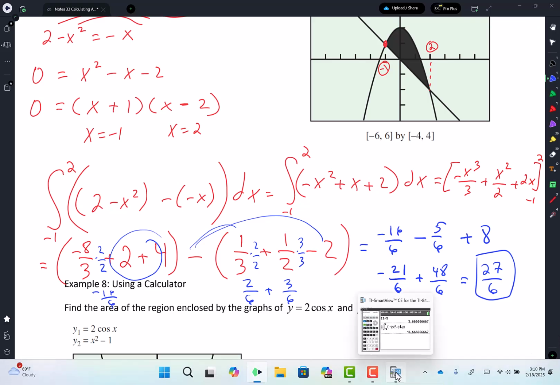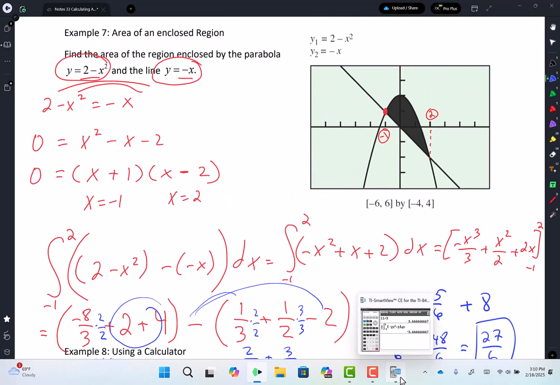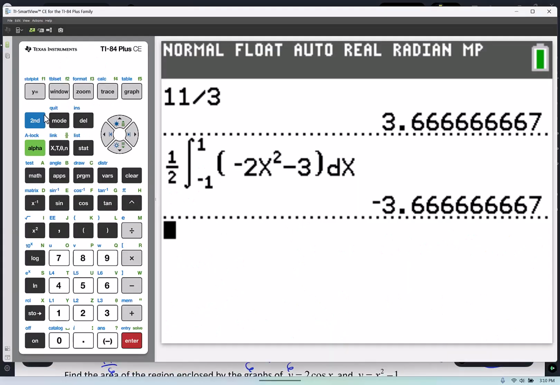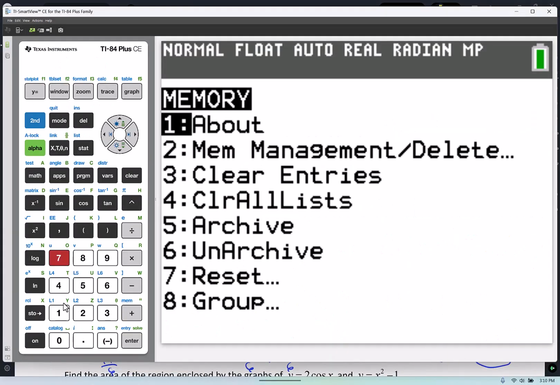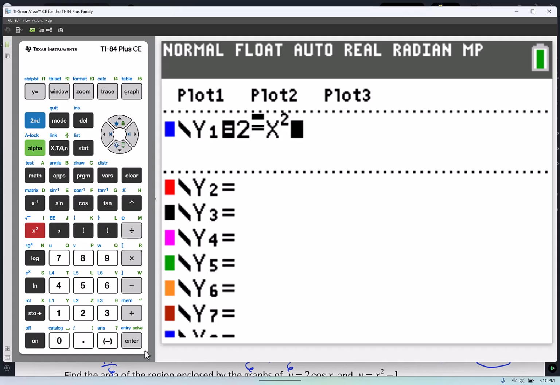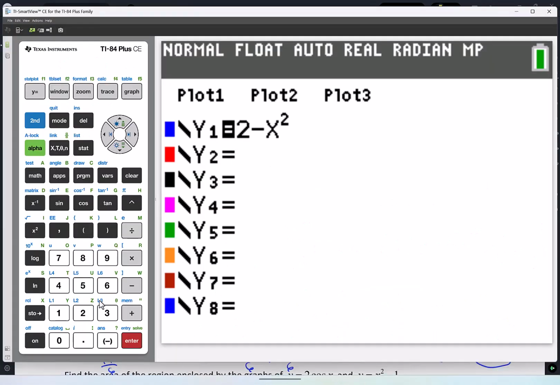I'm going to find out if this is right, guys. I know. Look, I'm just going to take a shortcut. You see how y1 is 2 minus x squared? Let me reset everything. Look, I'm just going to go 2 minus x squared. That way I don't have to type a lot. And what was the other one? Negative x? That's on y2. Negative x. All right, here we go. Let's see if we got it right.